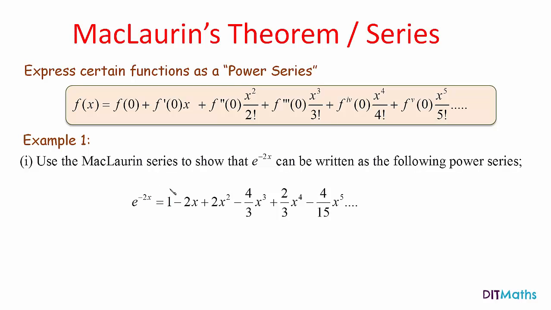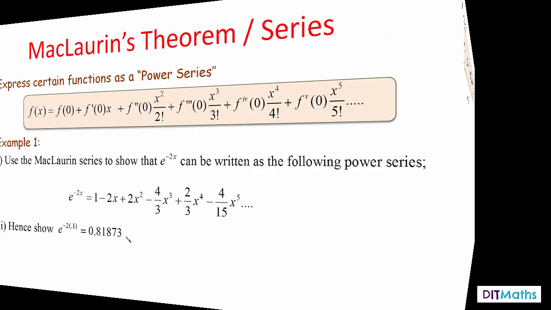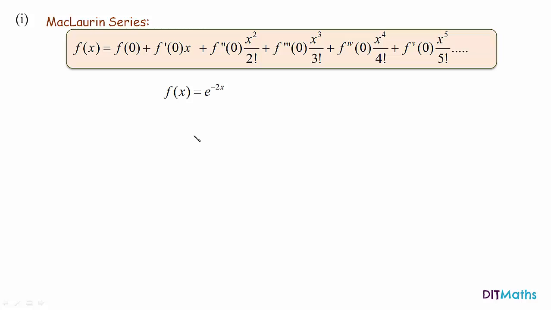So let's have a look at an example where we use Maclaurin's series to show that e to the power of minus 2x is given by the following power series. And we're also asked to show that the value of the power series when x is equal to 0.1 is 0.81873. So to prove this, we will use Maclaurin's series and expand it to the sixth term. So if we write down the function f(x) is equal to e to the power of minus 2x, first, we need to carry out successive differentiation of this function up until the fifth derivative.